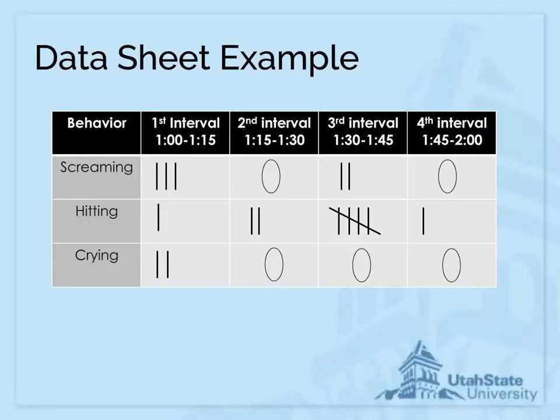Here's a quick, simple paper and pencil data sheet. Each behavior we are tracking is listed on the left, and each interval is listed across the top. Every time a behavior occurs, we put a single tally mark in the appropriate cell. So between the times of 1 and 1:15, screaming was observed 3 times, hitting was observed once, and crying was observed twice. When no behavior was observed, a 0 was placed in that cell. For example, between 1:15 and 1:30, no screaming behavior was observed, so there's a 0 in that cell.